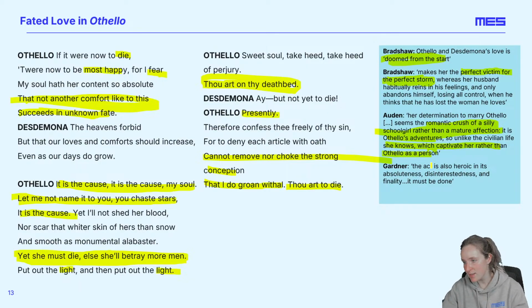And Gardner says this act is also heroic in its absolute disinterestedness and finality. It must be done. This is the murder. It must be done. It has to be done. There's no stopping it. By Act 5, Scene 2, what's done is done.